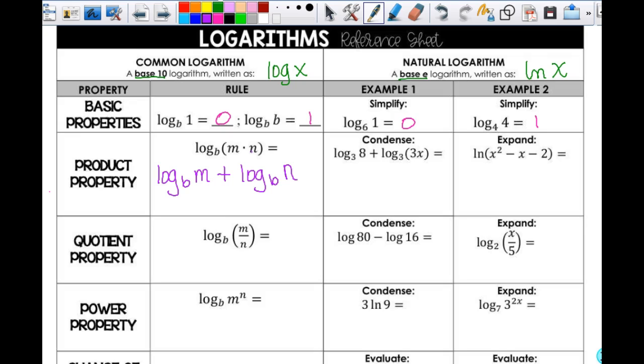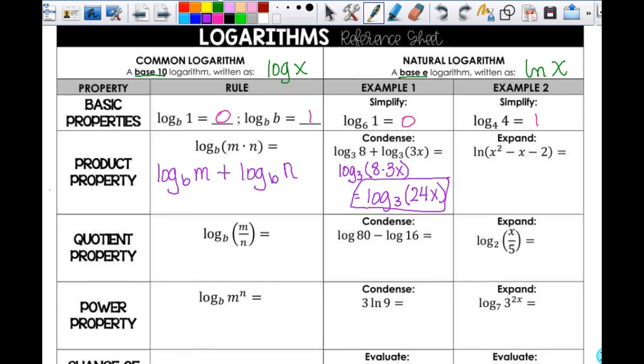So if you look here, now again, the bases of the logs have to be the same. So these are the same. Since I'm adding them, same base, that means I'm going to end up with log base 3 of 8 times 3x. I get to multiply those two things together. And then I can simplify that a little bit. This becomes log base 3 of 24x. Okay. Everybody okay with that?